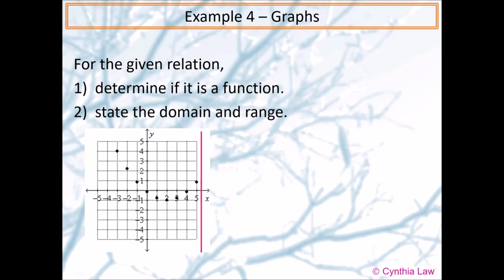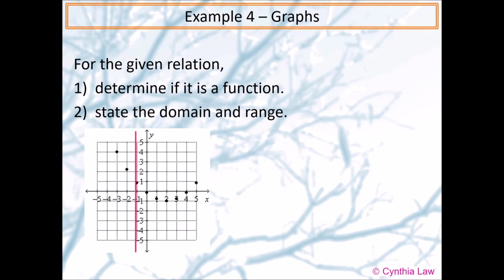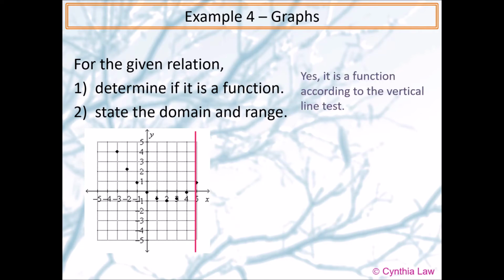On this particular graph, the vertical line passes through 1 point at each position as we slide it across, and again and again. We have the vertical line passing through them just once. So it is a function according to the vertical line test.